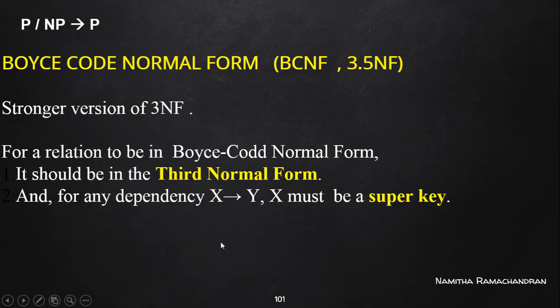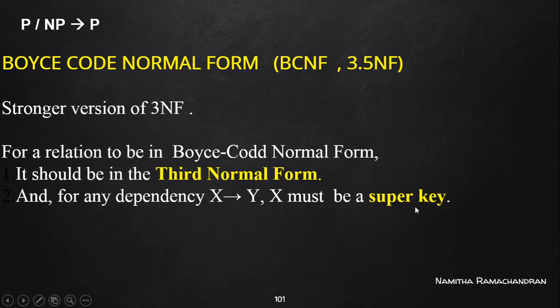These are the conditions for a relation to be in Boyce-Codd normal form. It should be in third normal form. Then for any dependency X implies Y, X must be a super key. Keep this point in mind. This is the general syntax: an attribute or a set of attributes deriving another attribute set, but the LHS must always be a super key.